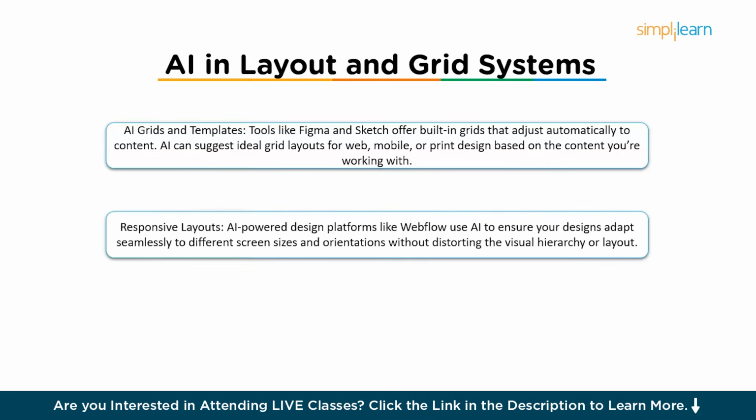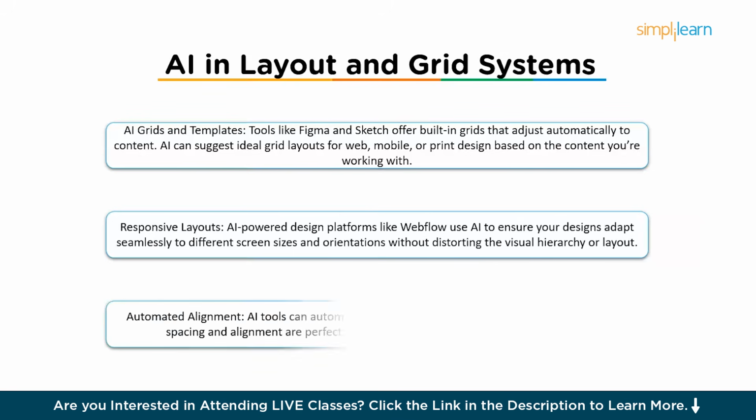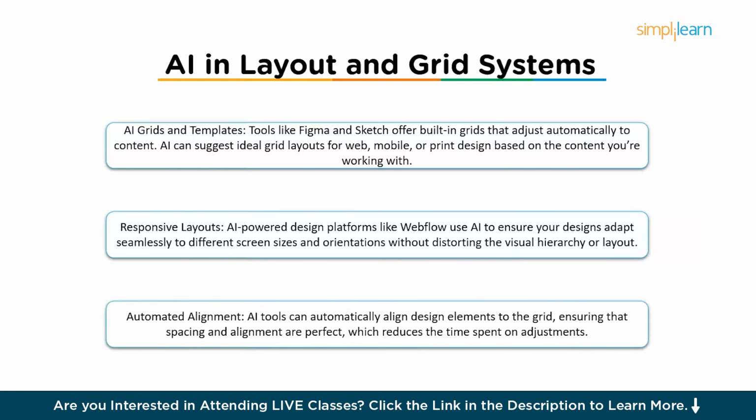So AI-powered design platforms like Webflow use AI to ensure your designs adapt seamlessly to different screen sizes and orientations without distorting the visual hierarchy or layout. Then we have automated alignment. So AI tools can automatically align design elements to the grid, ensuring that the spacing and the alignment are perfect, which reduces the time spent on adjustments.